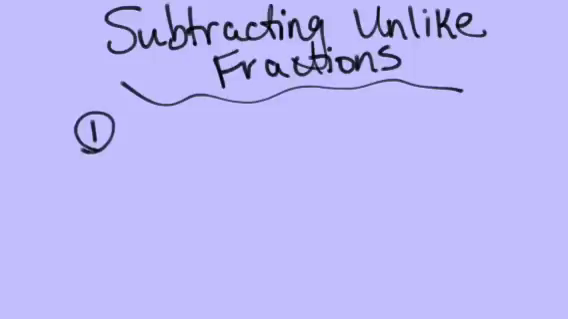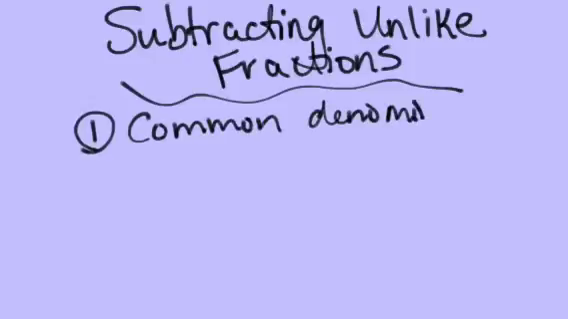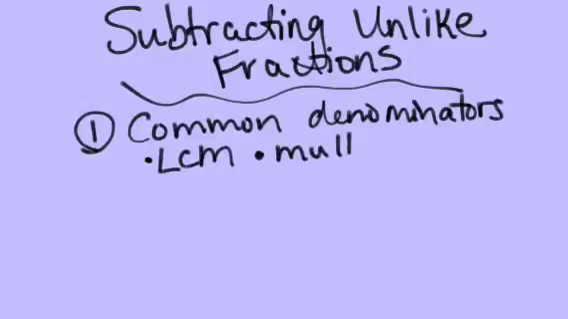So the first step, since they're unlike fractions, the denominators are different. So step one, we need to find a common denominator to make equivalent fractions, so that the denominators are the same. There is a tool you can use if you need help doing that. You're going to want to look for the least common multiple, and you can find that quickly using a multiplication chart or listing out the multiples of the two numbers.